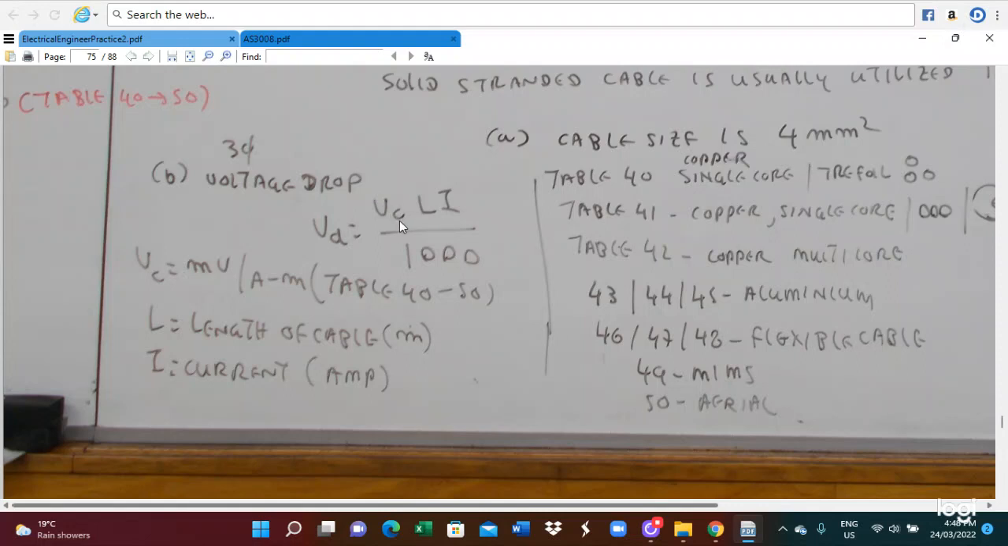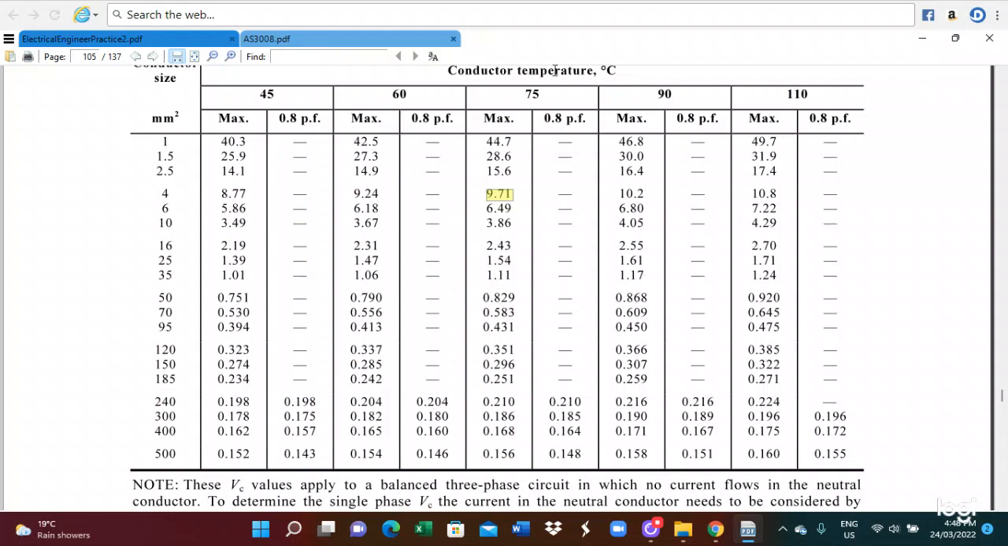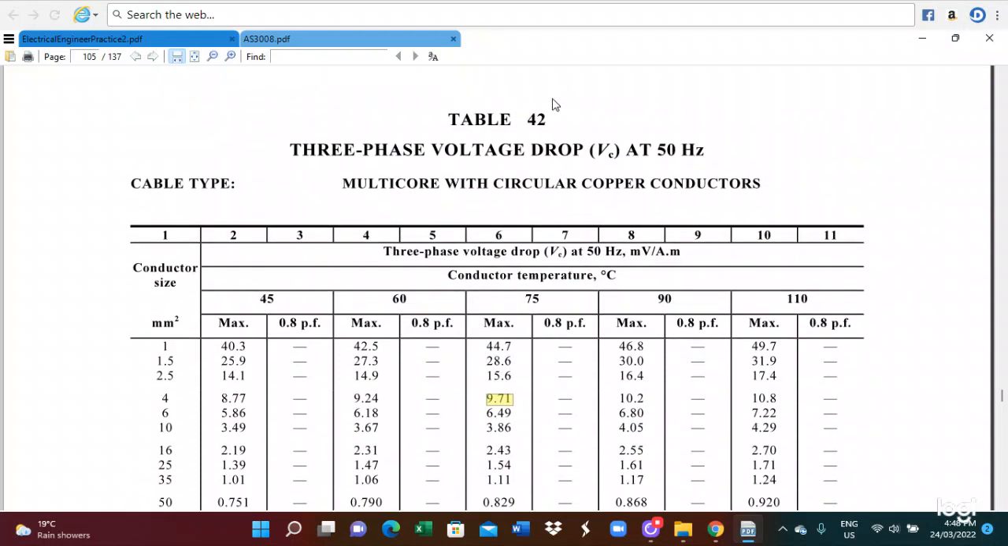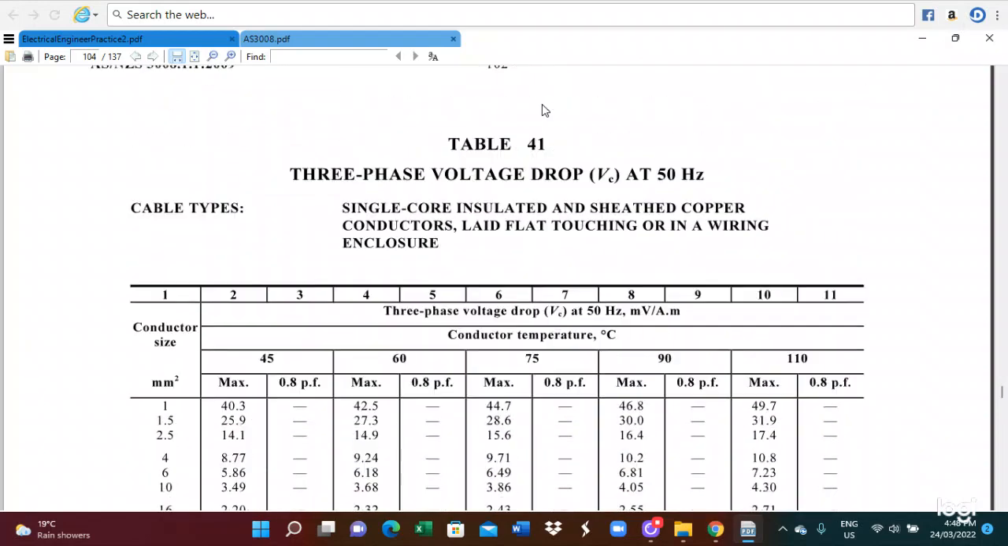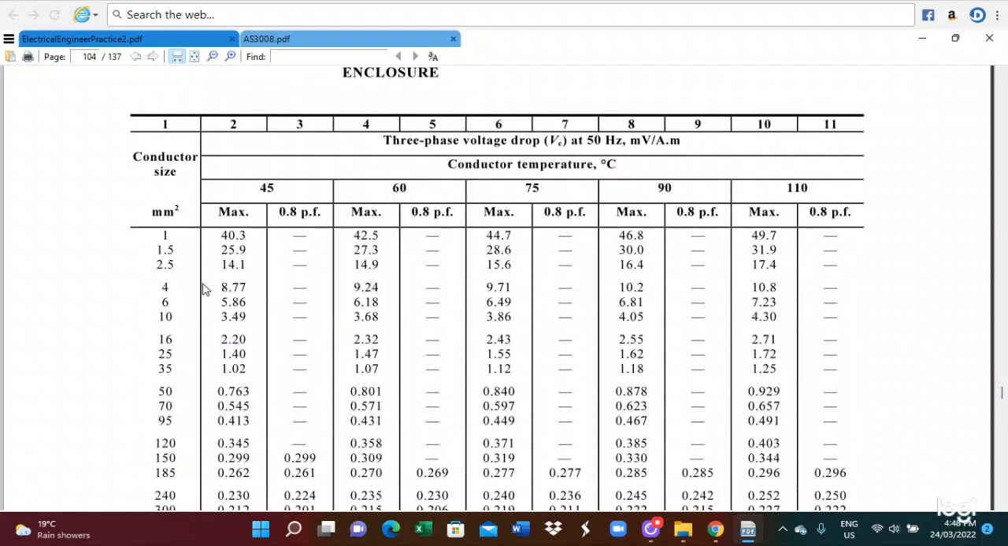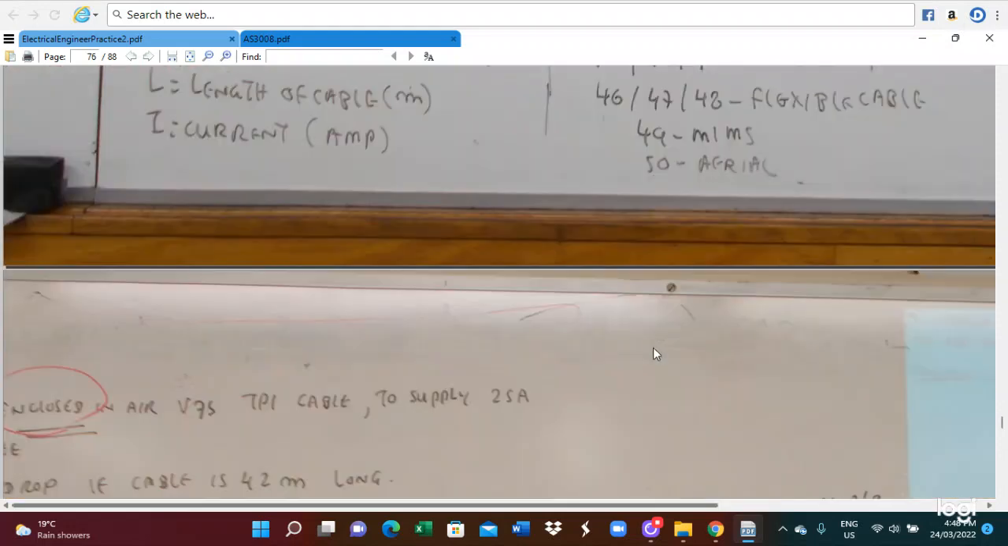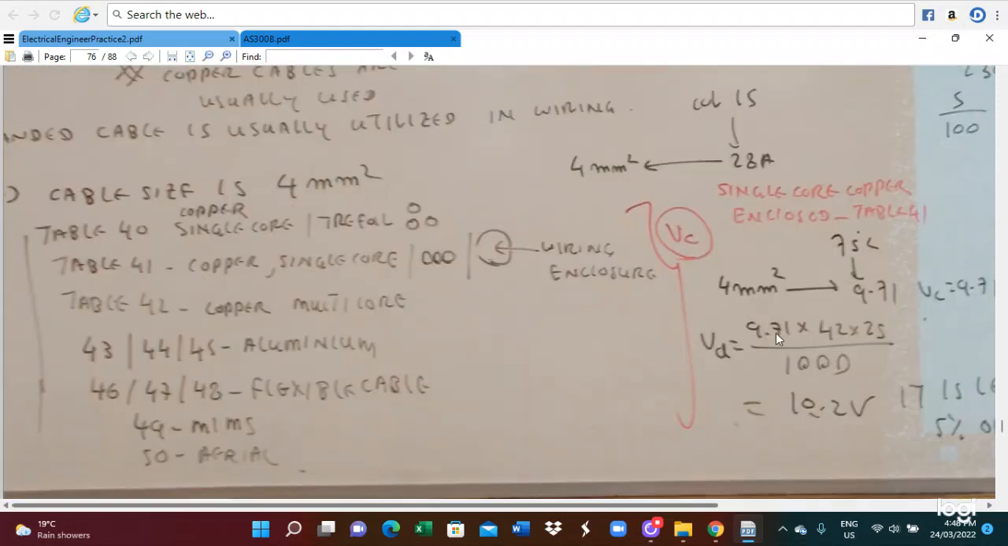So this provides the cable size of 4 millimeter square, 75 degrees centigrade, with the path Table 4D1. So with the path Table 4D1, this is Table 4D1. We apply it to 4 millimeter square, 75 degrees centigrade. So this is 9 by 71. So you use 9 by 71, which is the value.